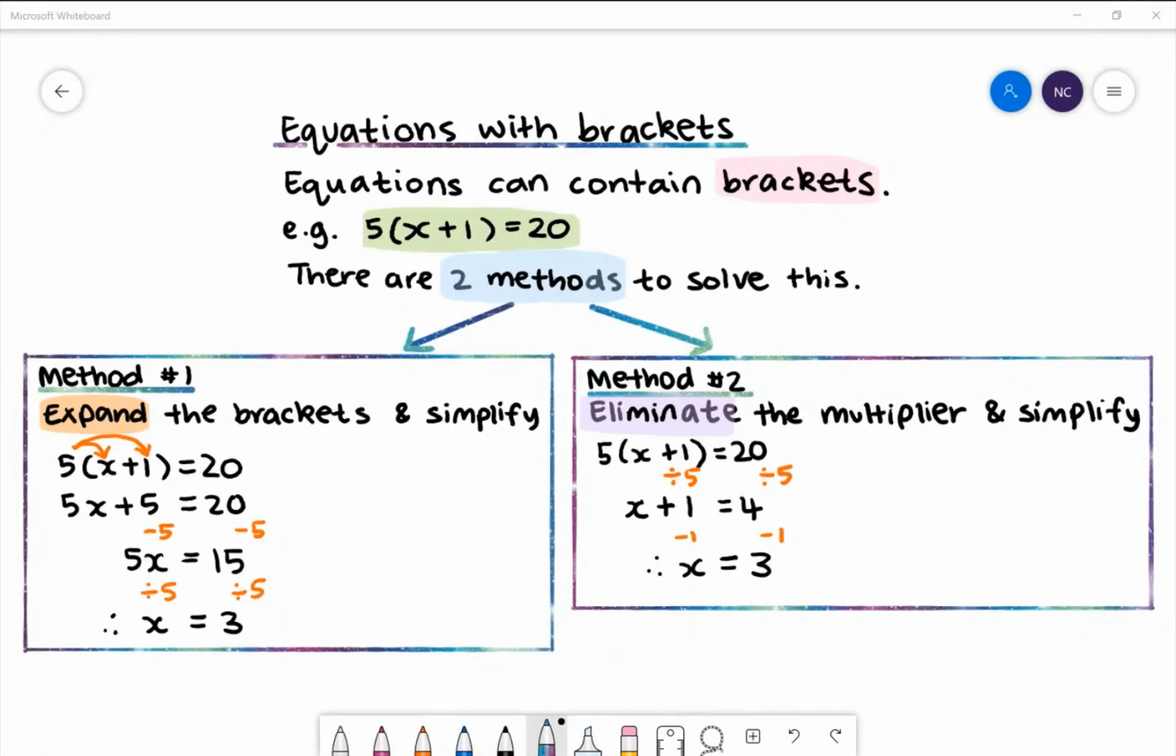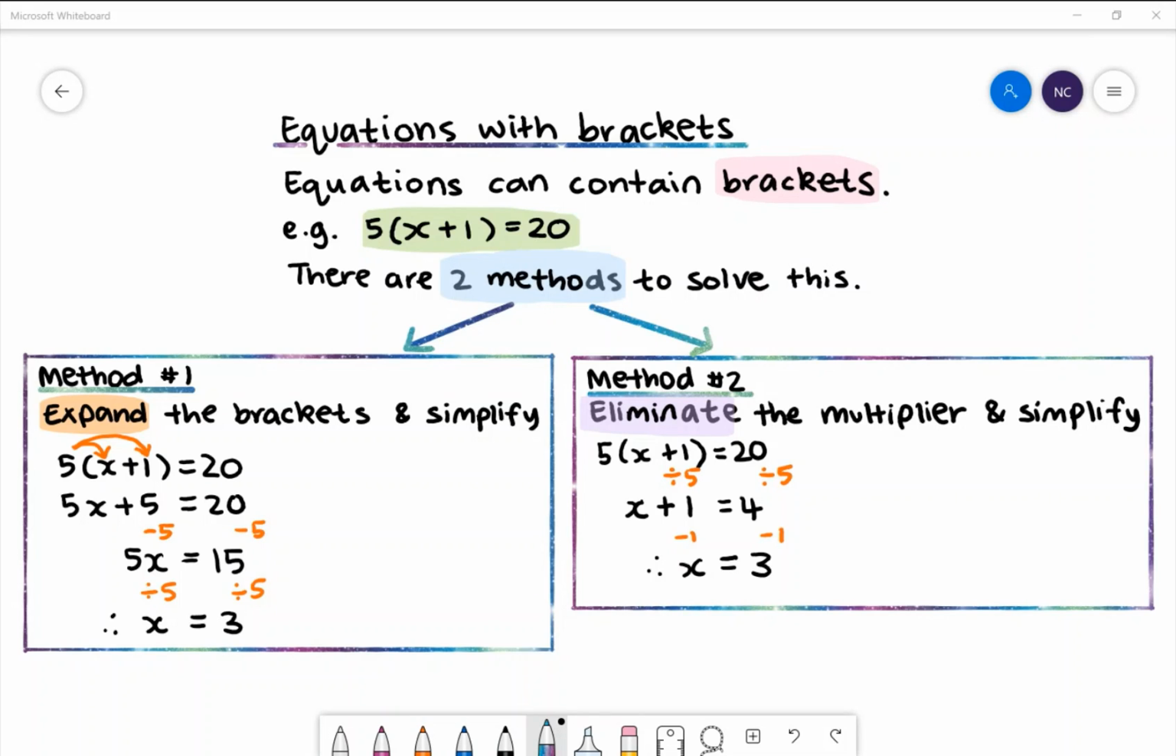5 multiplied by x gives 5x, and 5 multiplied by 1 gives 5, so we have 5x + 5 = 20. We want to get the term with x by itself, so we want to move the plus 5 away. To do this, we can subtract 5 from both sides. We're left with 5x = 15. To get x by itself, we divide both sides by 5. 15 divided by 5 gives us 3, so our answer is x = 3.